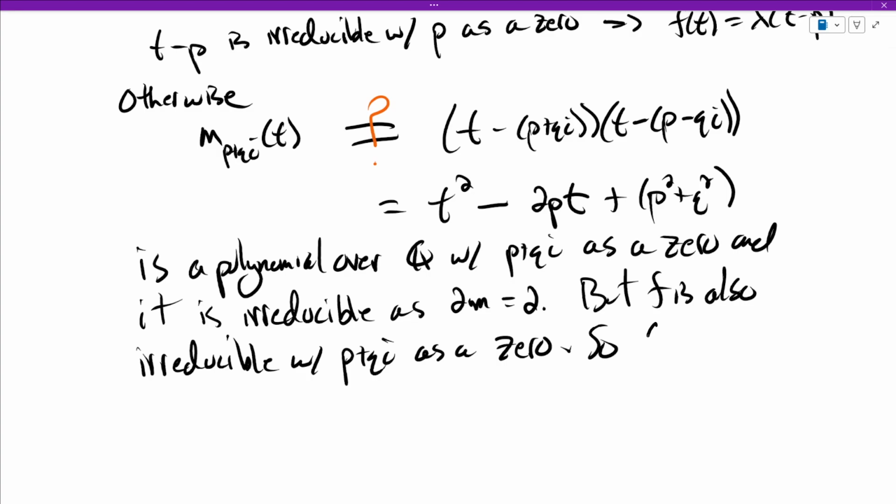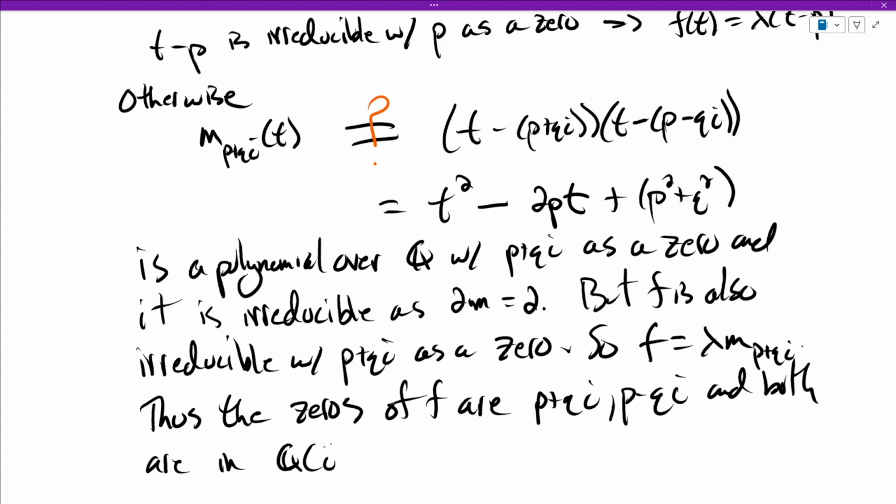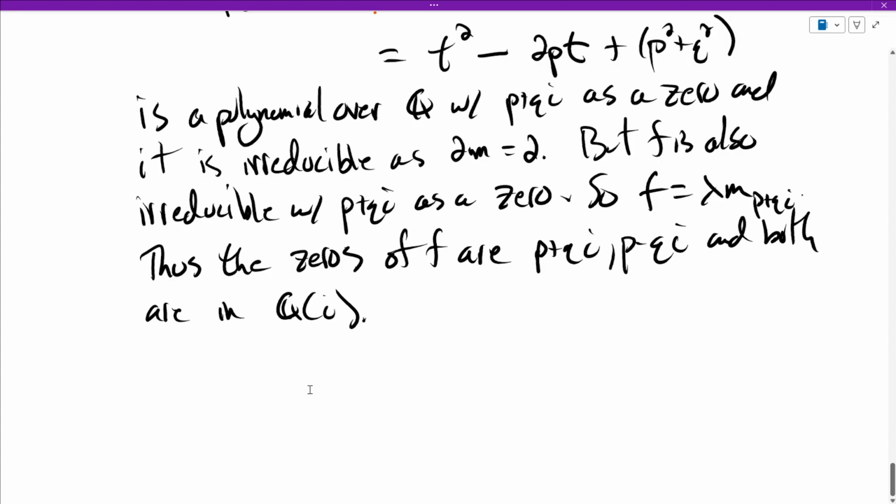So they must actually be multiples of each other. f is some lambda times the minimal polynomial. So we actually know all the zeros of f. What's the other zero of f? The other zero of f is the conjugate, because it's the same as the zeros of the minimal polynomial. And both of these are in Q adjoin i. Okay, so if we had one zero, p plus qi, we must have all other zeros. In this case, there's only one other. So Q adjoin i over Q is a normal extension.